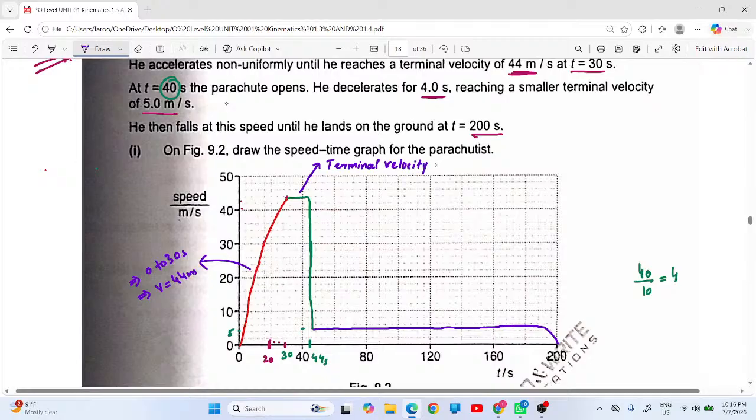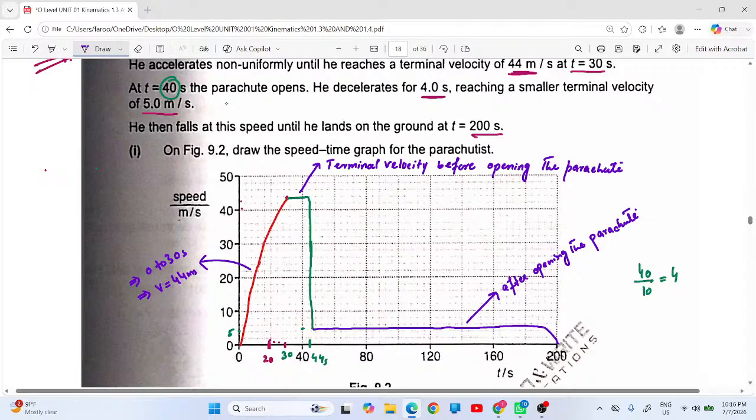before opening the parachute. And this one is the terminal velocity after opening the parachute.